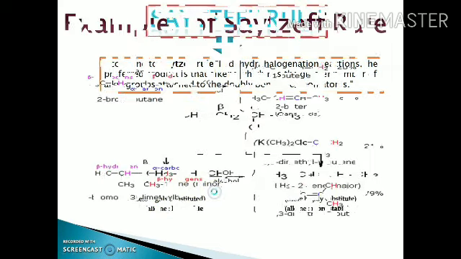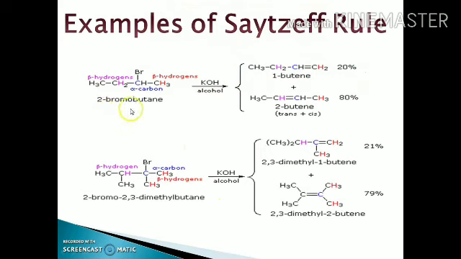Let us discuss some other examples. In case of 2-bromobutane, this is the alpha carbon atom, and both of these are the beta carbon atoms. This beta carbon atom is more substituted. It means 2-butene is formed as a major product while but-1-ene is formed as a minor product. And in case of but-2-ene, as the double bonded carbon atoms have all different groups, it leads to the formation of trans and cis compounds, and out of these, the trans is formed as a major product while the cis is formed as a minor product.